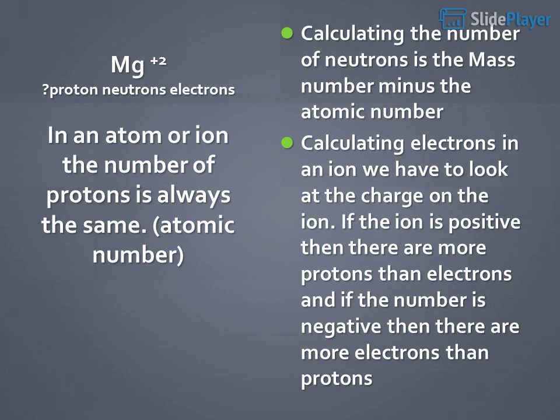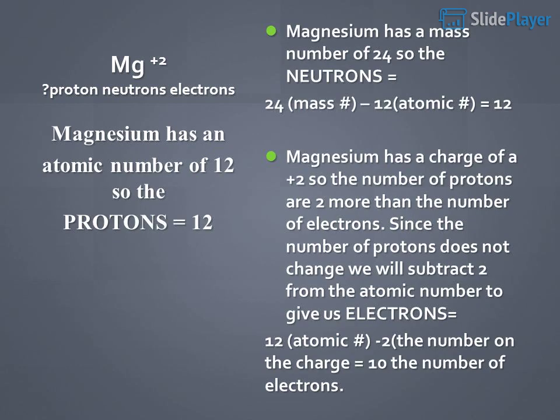Mg 2+: protons, neutrons, electrons. In an atom or ion, the number of protons is always the same as the atomic number. Magnesium has a mass number of 24, so the neutrons equals 24, the mass number, minus 12, the atomic number, equals 12. Magnesium has a charge of plus 2, so the number of protons is 2 more than the number of electrons. Since the number of protons does not change, we subtract the 2 from the atomic number: electrons equals 12, the atomic number, minus 2, the charge, equals the number of electrons. Magnesium has an atomic number of 12, so the protons equals 12.